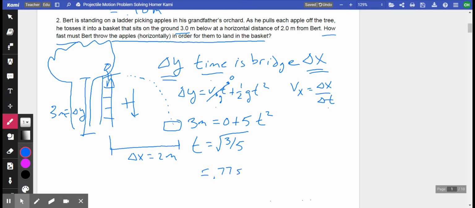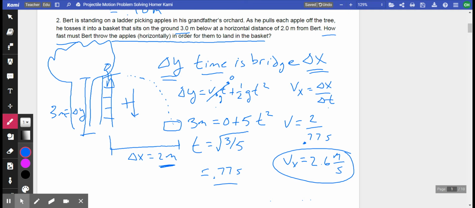If I want the velocity, it is equal to delta x, which is 2 meters. I'm going to divide that by that 0.77 seconds that we got earlier here. And now I can figure out the velocity: 2 divided by 0.77 gives me 2.6. Velocity in the x is equal to 2.6 meters per second. And that is my final answer.